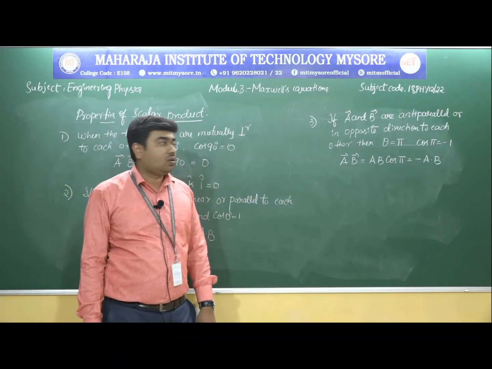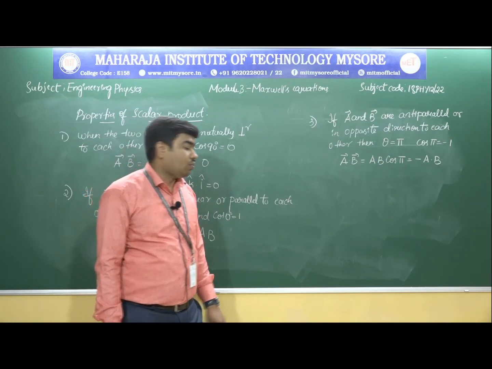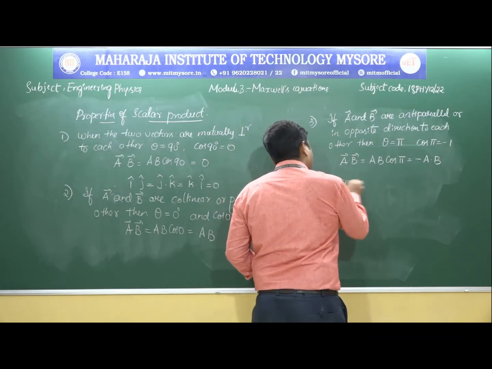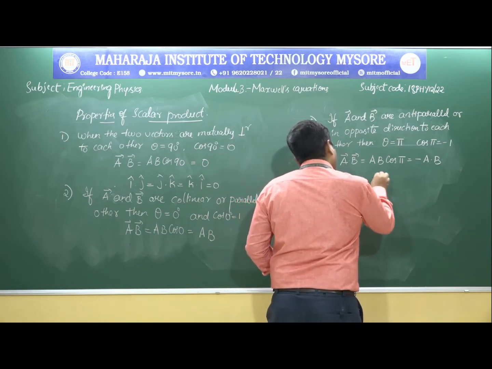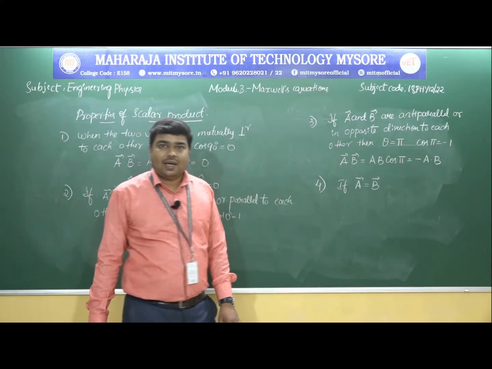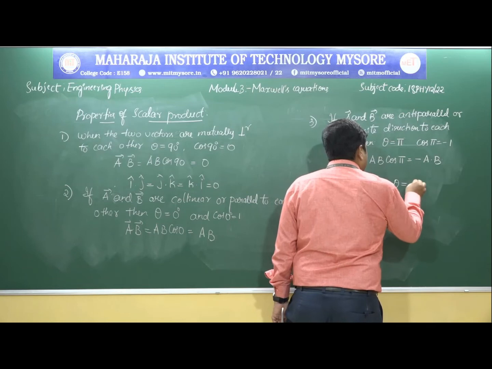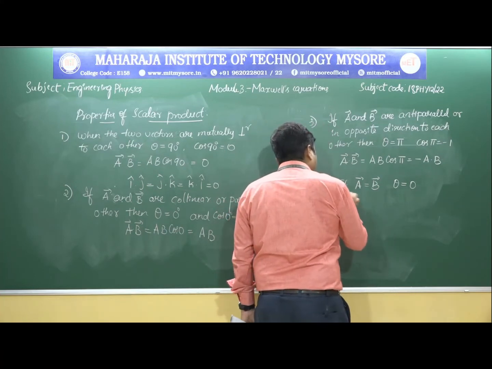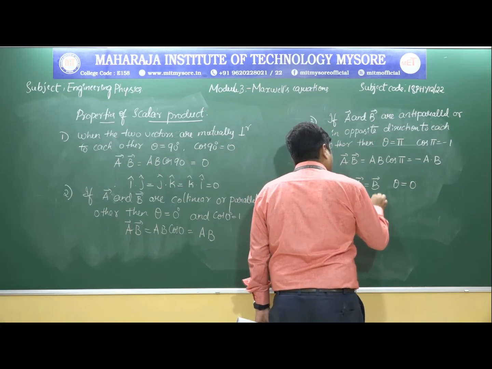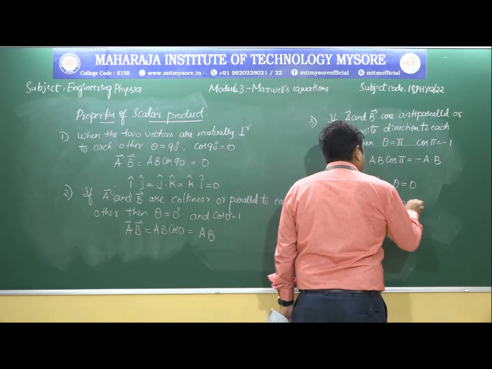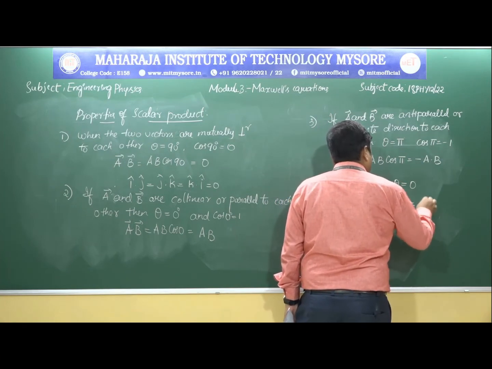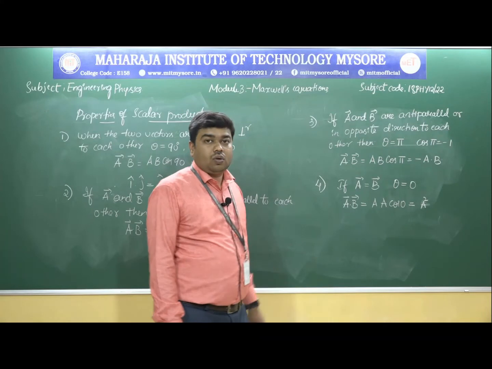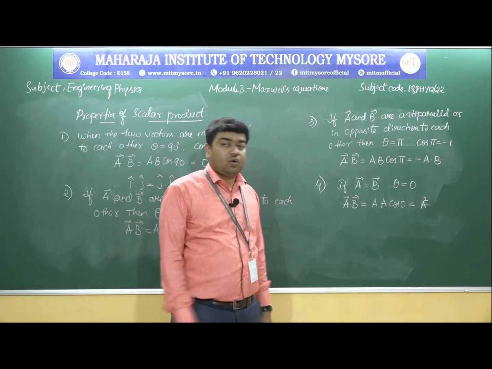So, we can write vector A dot vector B is equal to AB cos pi, that is equal to minus of A dot B. And the fourth property is, if vector A is equal to vector B, if both vectors have same magnitude and they are parallel to each other, that is theta is equal to 0, then vector A dot vector B is equal to A dot A cos 0, that is equal to A square.